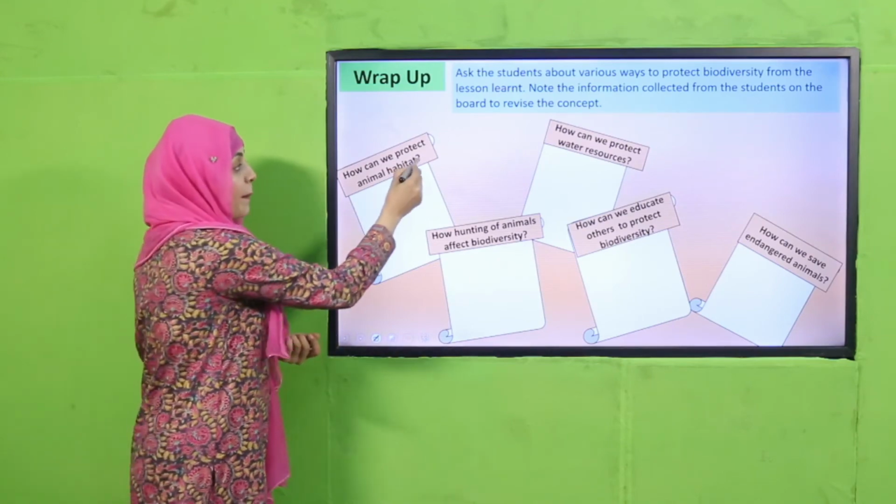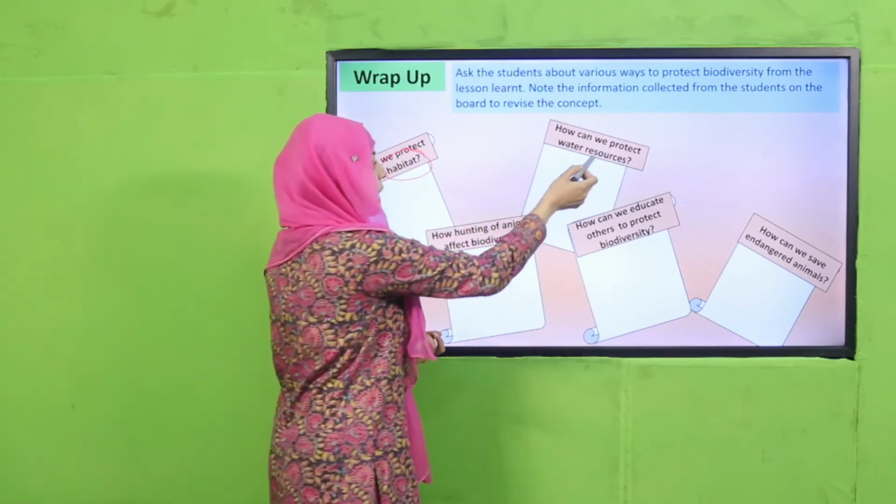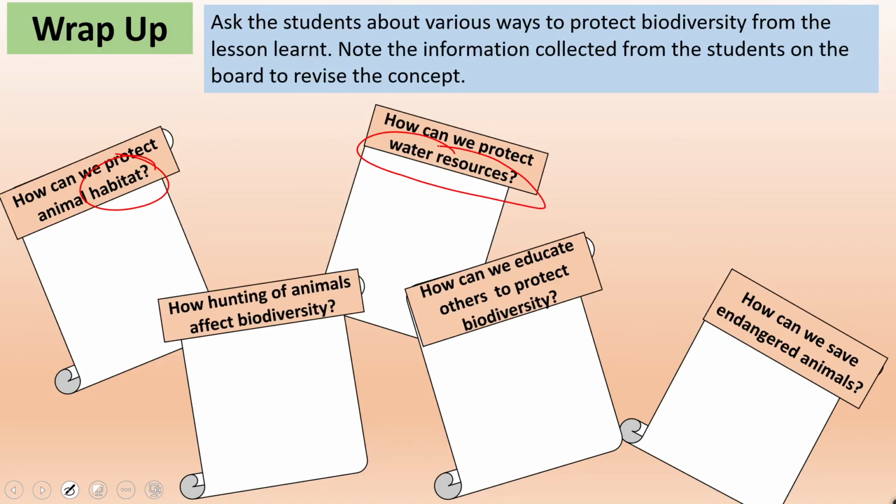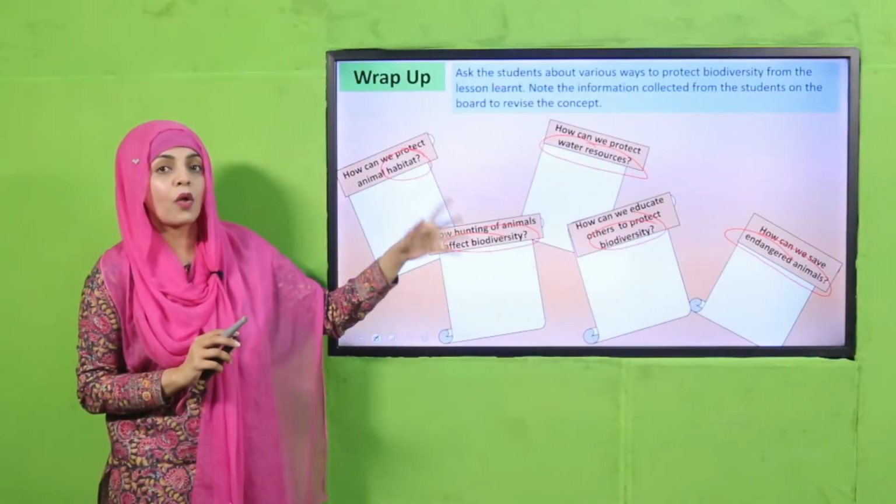So how to protect the habitat, how to protect the water resources, what hunting does and how we can stop it. Also, how to educate people about biodiversity and how we can save endangered animals. So we have learned about all these points. One by one students will come and write about these questions. Teacher will throw a question and the students will write about that on the board.